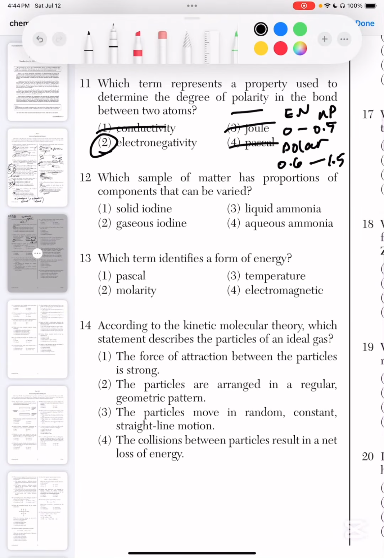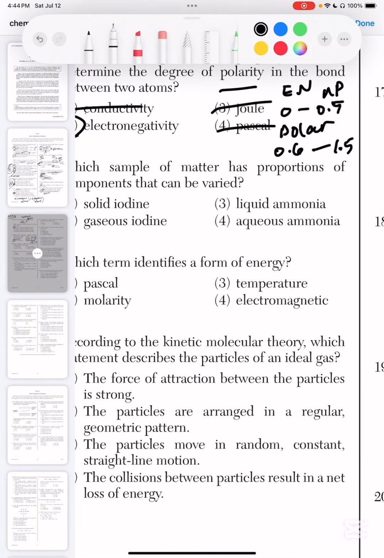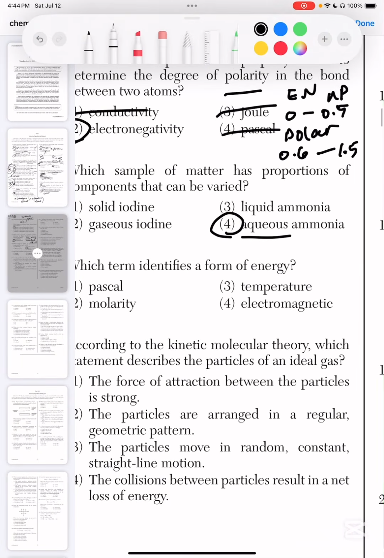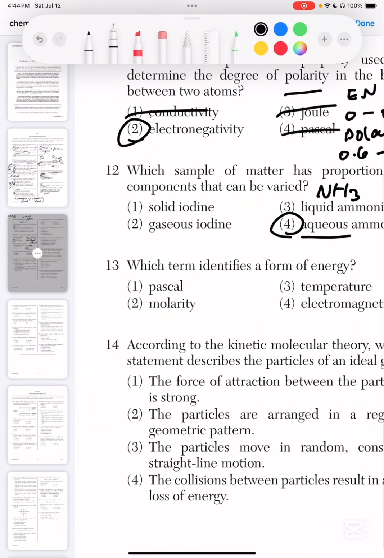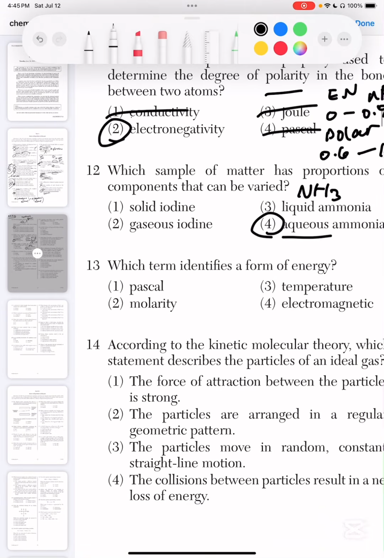Which sample of matter has proportions of components that can be varied? Oh, okay. So it would be number 4, because this is a compound. You can't have any other ratio between nitrogen and hydrogen, because then it wouldn't be ammonia. And solid iodine, you also can't have varied proportions of iodine, because then again it would be an iodide ion or a triiodide ion, and it wouldn't be iodine. Same thing with gaseous iodine.